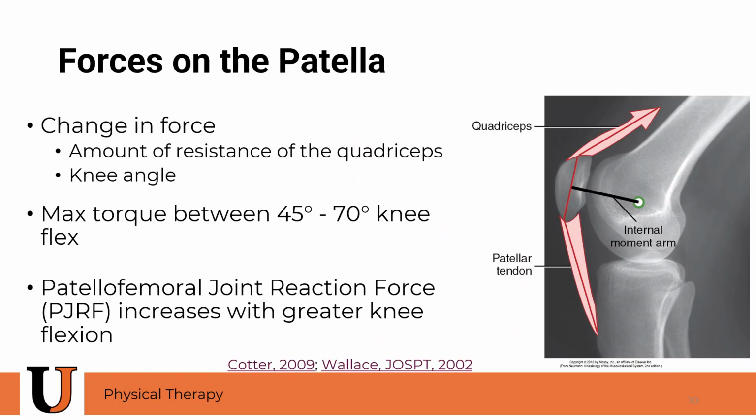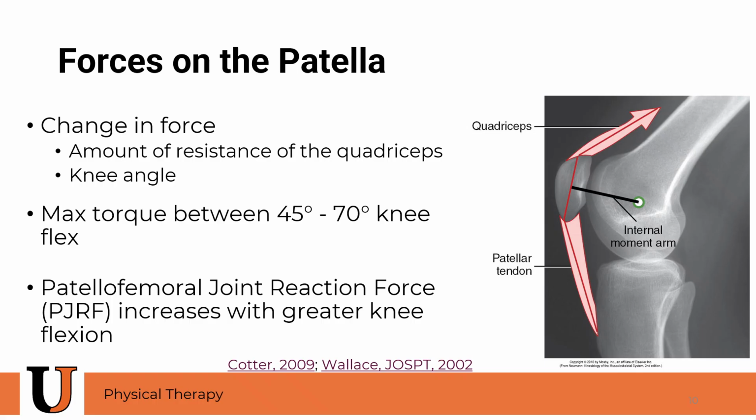The forces on the patella change based on two primary things. The first is the amount of force going through the quadriceps muscle, pulling on the patellofemoral joint, and the other is the knee flexion angle. Some studies have shown that max torque occurs between 45 and 70 degrees of knee flexion. And then the other area of interest here would be the patellofemoral joint reaction force, as this describes how much force is going through that joint during different movements.